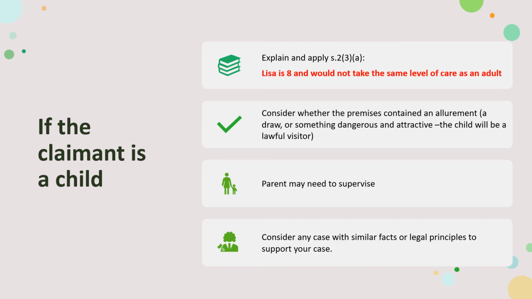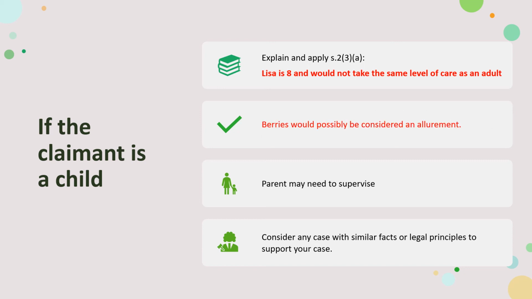Lisa's 8 and would of course not take the same level of care as an adult. The berries may be considered an allurement in some way. They're attractive to look at. And kids will be into growing fruit, so therefore I guess pairing those two things together may be considered an allurement. Now in this case, parents might need to supervise.